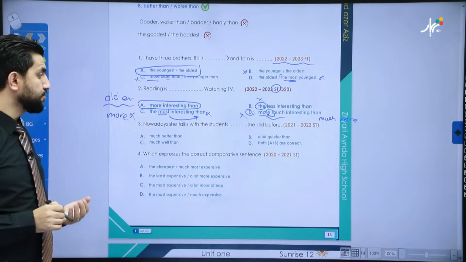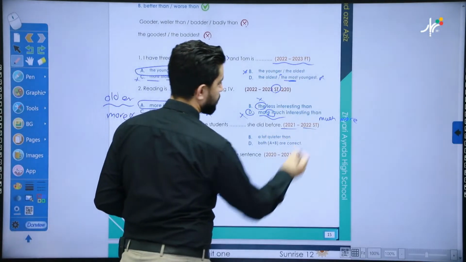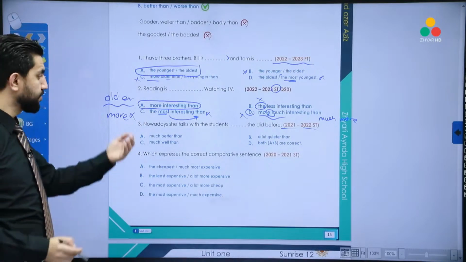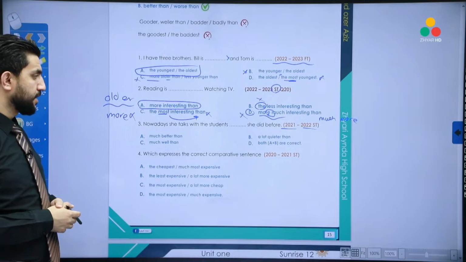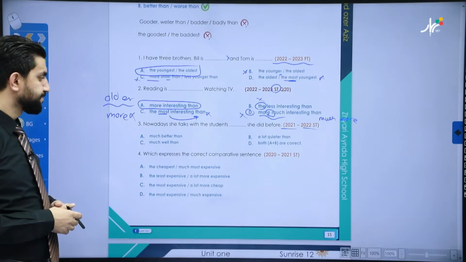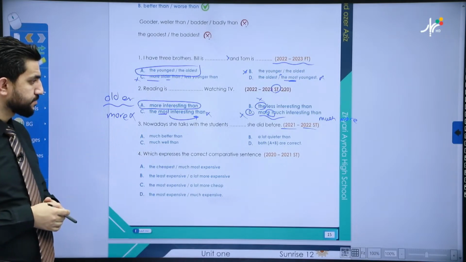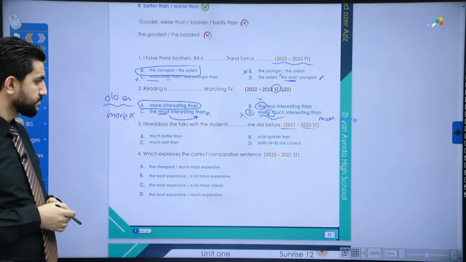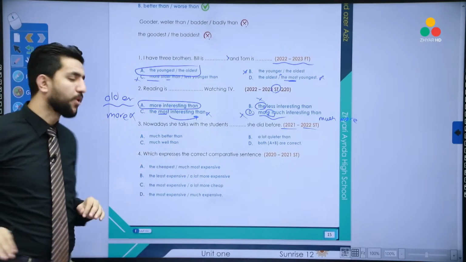Number 3, nowadays she talks with the students she did before. 2021-2022 second term question. I want you to do it. Which one do you think is correct? Nowadays she talks with the students she did before. This one is a bit tricky. Be careful. Okay, first of all, which one do you think is completely wrong?